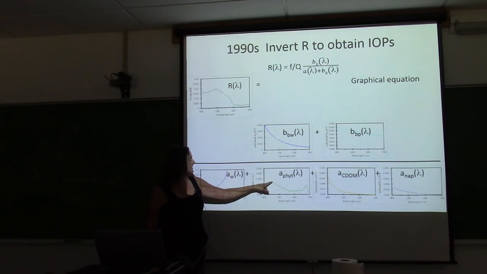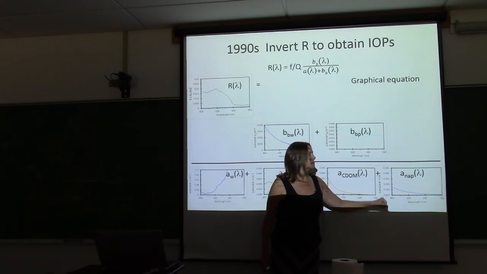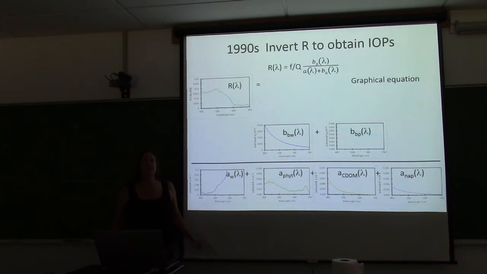So it takes this much phytoplankton, 0.05, this much CDOM, and this much NAP, and this many particle backscattering to reconstruct the shape of that curve. It's cool, huh? You're going to get to do this today, presumably.